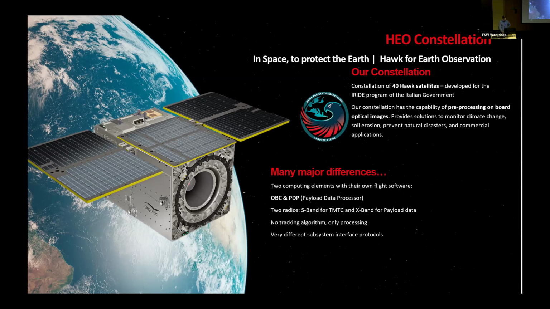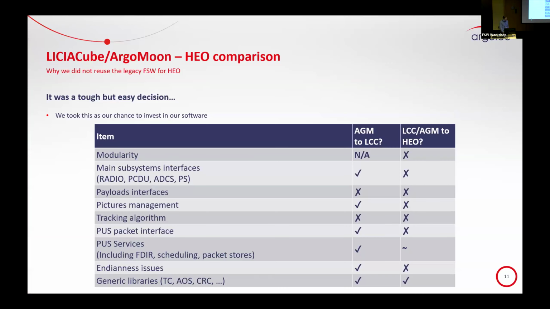Its software is also very different architecturally. LichoCube had a very complex tracking algorithm for the asteroid. Here we don't have anything. We just do nadir pointing with some offset if we need to, and that's it. So we had to decide whether to try to reuse the legacy software that my older colleagues built or try to do something different.